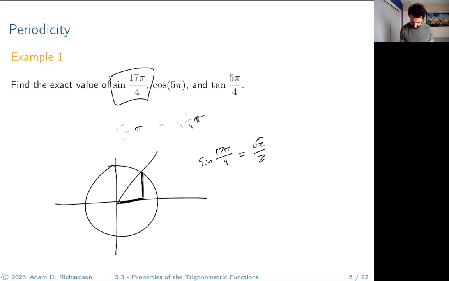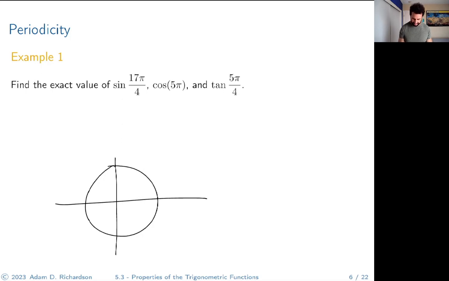All right, so let's do the next one. Cosine of 5 pi. Well, 5 pi, we're going to go around 5 times, but it's just an integer multiple of pi. So we're going to land at either pi or 2 pi, one of the two. Let's see. So 1, 2, 3, 4, 5. There we go.